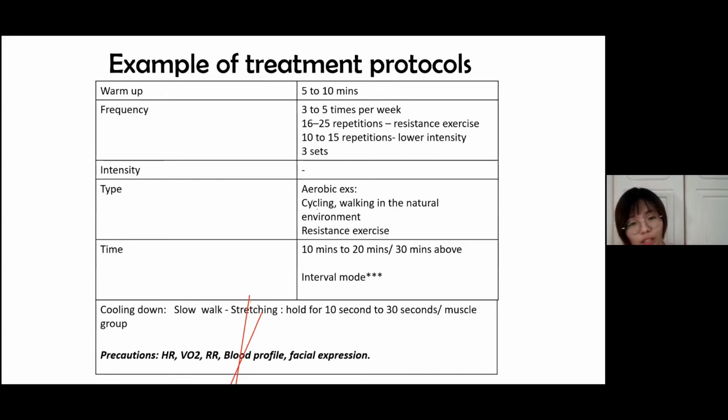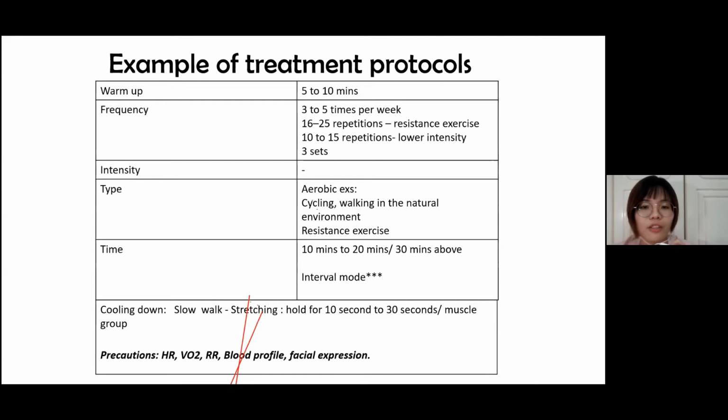Either we want to do the exercise, we will need to separate, or you can combine. In one session you can combine aerobic and resistance exercise, or one day you do aerobic exercise, another day you do resistance exercise. I would say that resistance exercise and aerobic exercise are equally important, because resistance exercise is going to build their muscles since they already have sarcopenia.